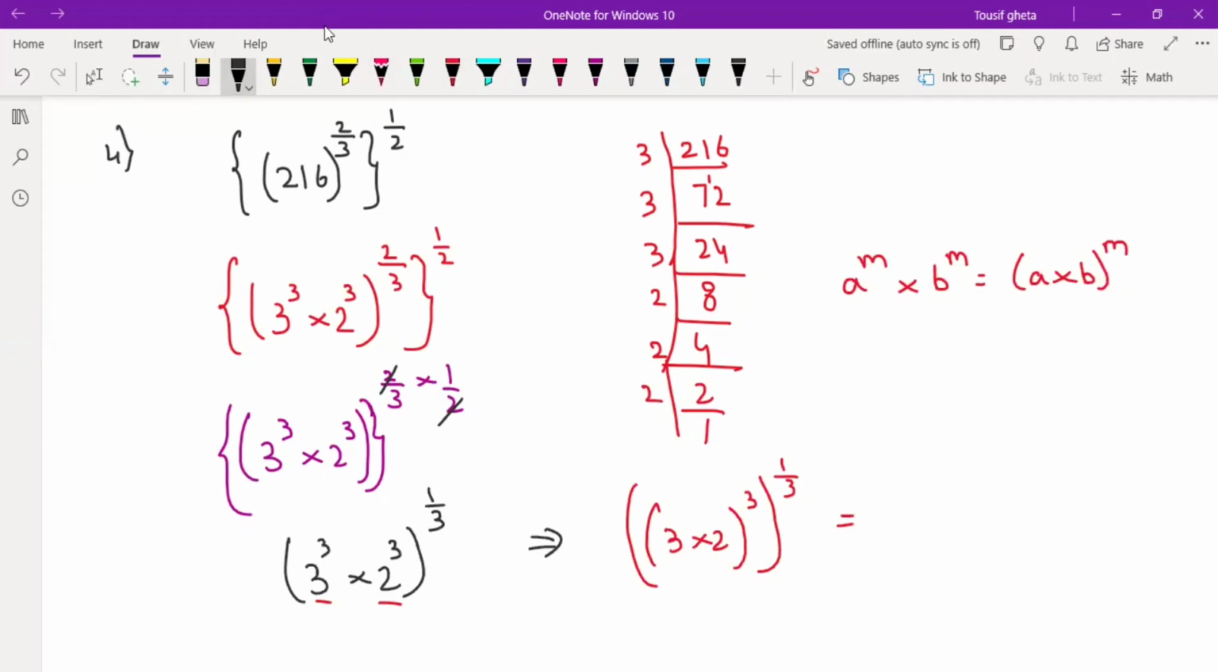That is 3 twos are 6, whole to the power of 3 into 1 by 3. Let us do the cancellation. 3 gets cancelled. What is remaining for us? 6 to the power of 1. 6 to the power of 1 is nothing but just 6. And that is the final value of the fourth one.